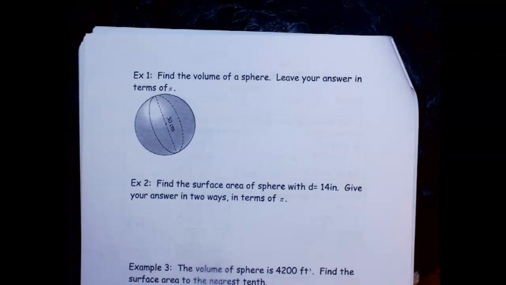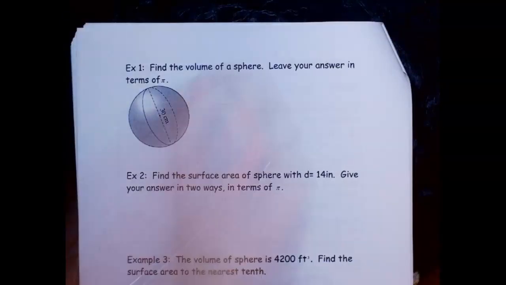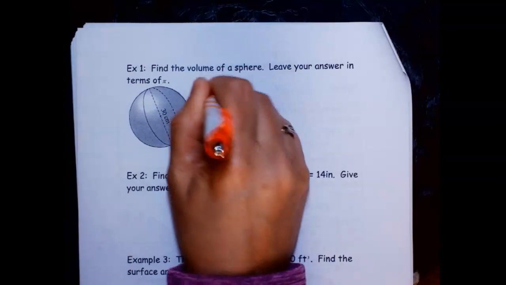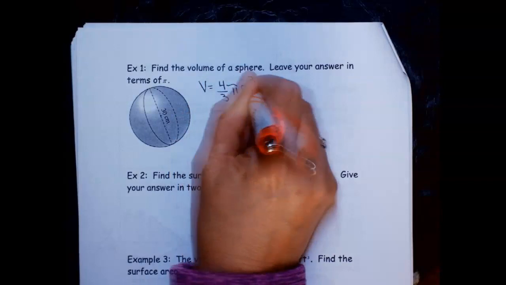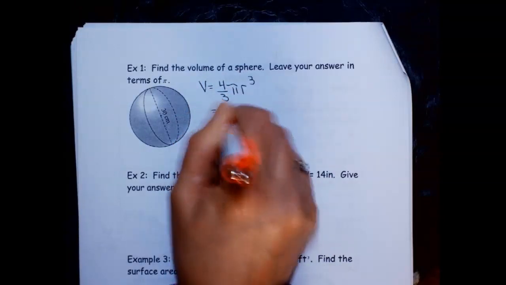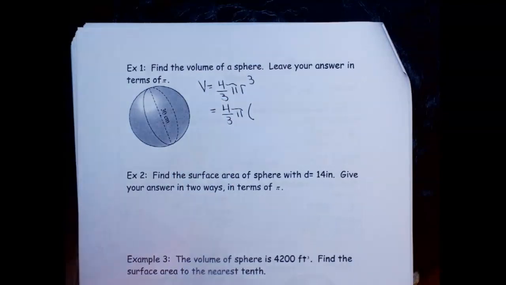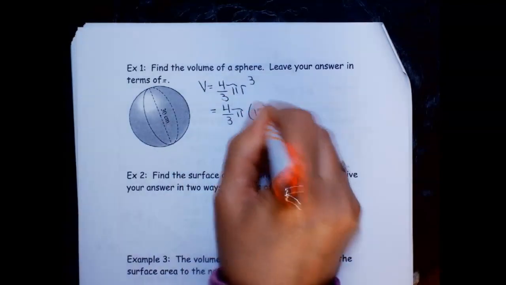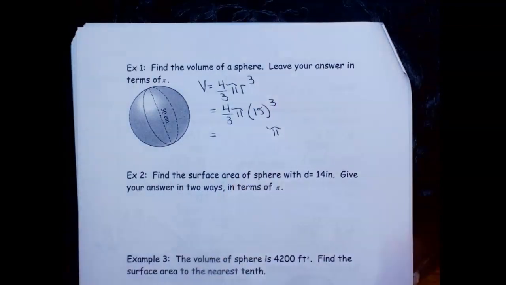Okay, number one, they want us to find the volume and leave our answer in terms of pi. So again, our volume is 4/3 pi r cubed. We've got 4/3 pi. The only small calculation is I've been given the diameter, which means my radius is 15. So again, I'm just going to cast that pi off to the side.